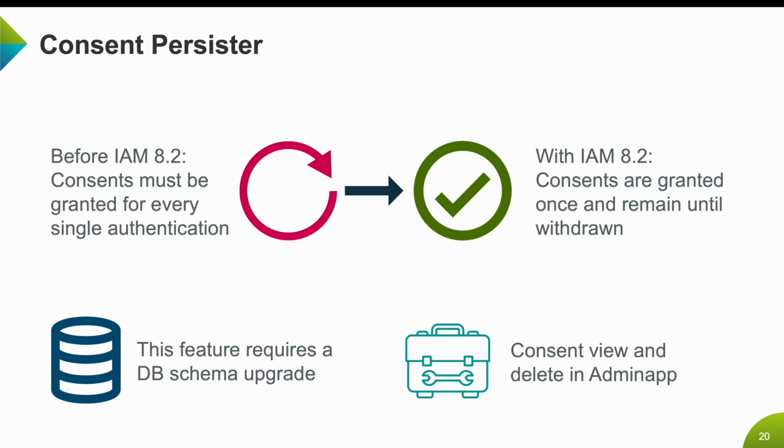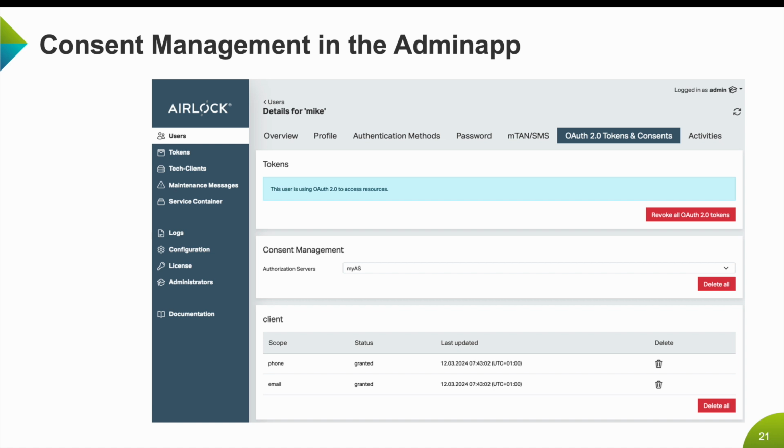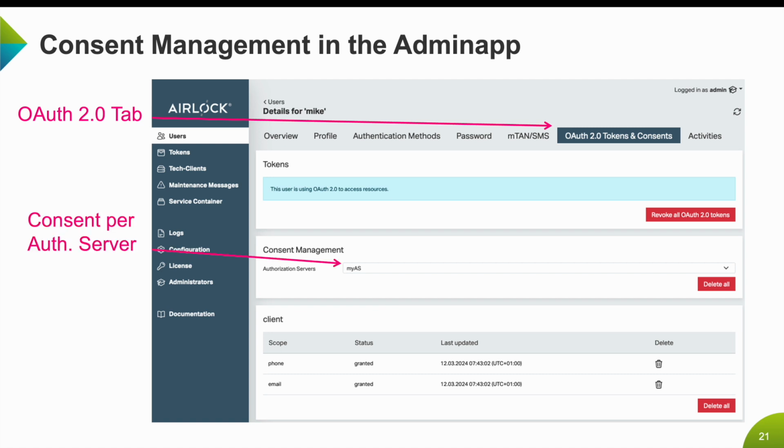And I'm going to show you that very quickly. This is a screenshot of the admin app. The OAuth2 token tab shown here has been extended because it now also shows the consents, and the consents you find in the lower half of the display. Consent management segregates consents by authorization server. So if you have multiple, the administrator or the help desk employee can select which authorization server we need to talk about. And then it's split by client. If the user is using multiple clients, then you can see all these clients in the listing.